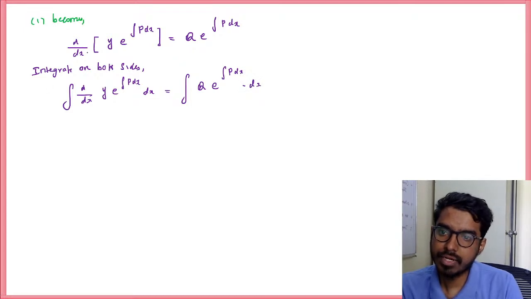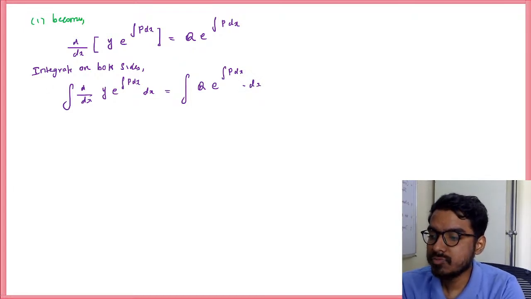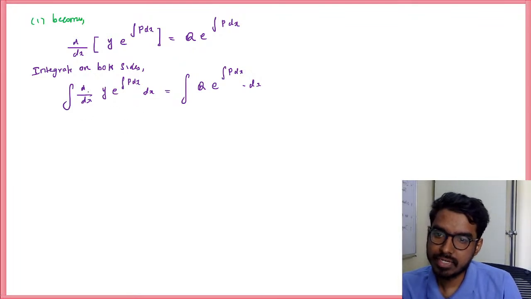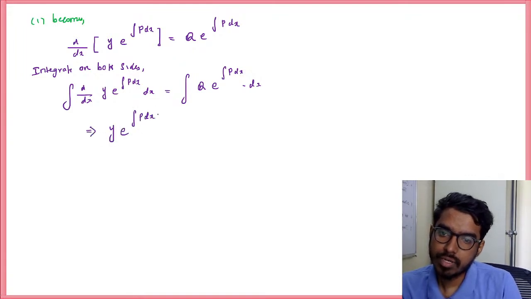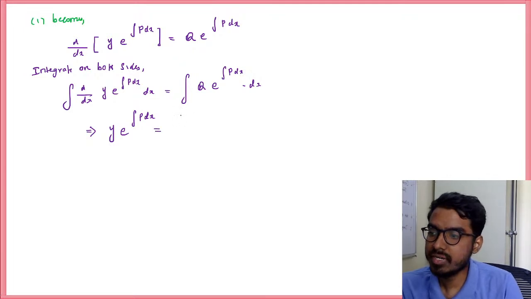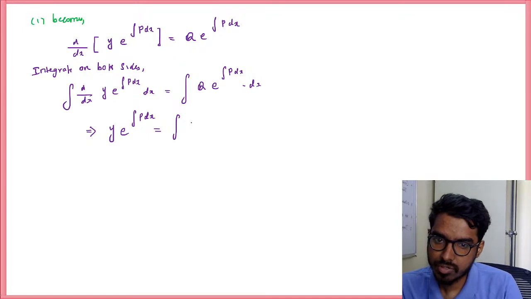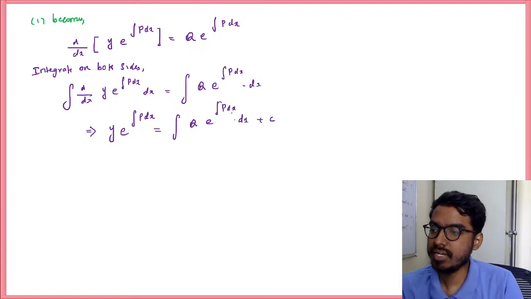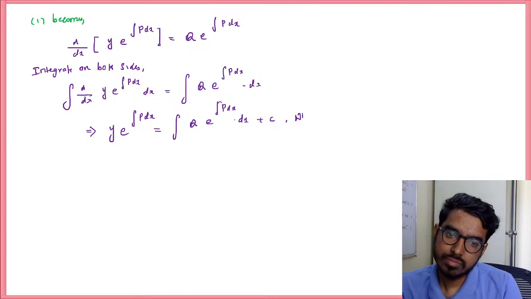Right, I'm going to integrate. I'm just integrating with respect to x on both sides, right? So these two will get cancelled, derivative and inverse. So this implies we have y into e power integration of p dx is equal to integration of q into e power integration of p dx into dx plus c, right? Which is the required solution.